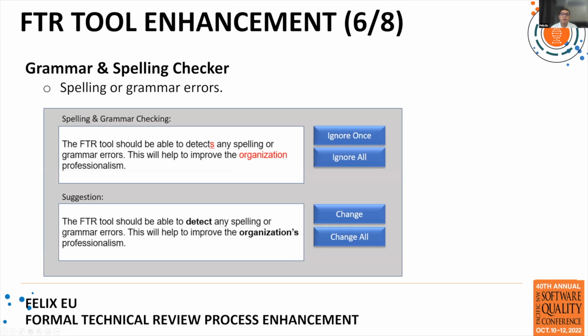The sixth, the grammar and spelling check. The FDR tool should be able to detect any spelling or grammar error. This will help to improve the organization's professionalism.